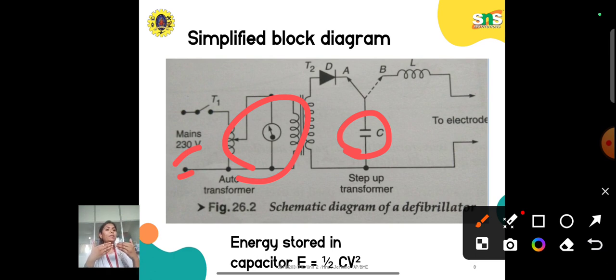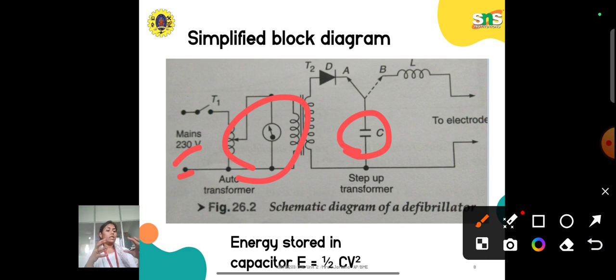If you are using a step down transformer, if it is 230 volts you are giving, it will step down to 120 or something. If you are doing step up, 230 will go to 440, like that. Based on the number of windings we are using, it will modify the voltage in that range accordingly. So that is the purpose of using the transformer, in order to regulate the mains supply.